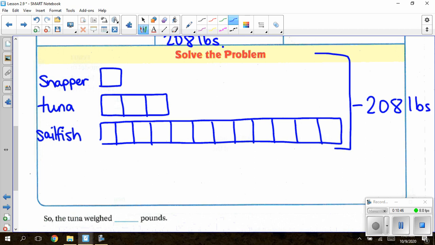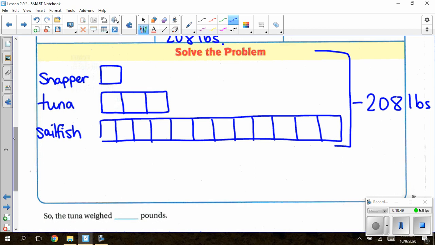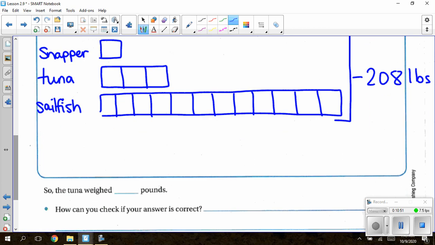So now by looking at this information, I can set up my division problem. So I know that the dividend, so the number that goes on the inside, is 208. And now I need to count the boxes to figure out what my divisor is. So my sailfish had 12 boxes, so I know there's 12, plus the 3 boxes for the tuna, which would give me 15, plus the 1 box for the red snapper, to give me a total of 16 boxes. And now I can divide.